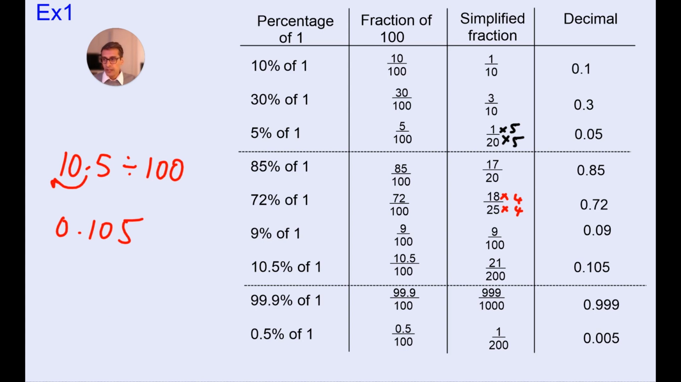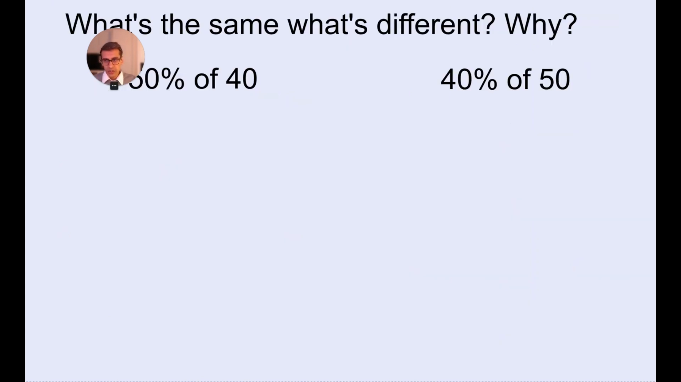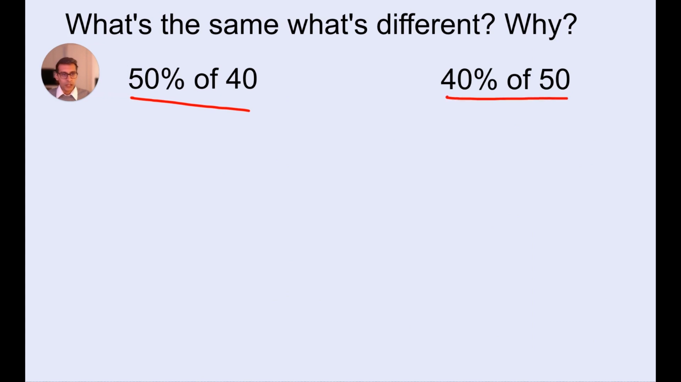We're going to move on to the next part of this lesson. So what's the same and what's different between these two questions? 50% of 4 and 40% of 50. So have a think about this. You've probably noticed the most obvious similarity is the 50 and the 40. And the difference is the fact that they've been swapped over.